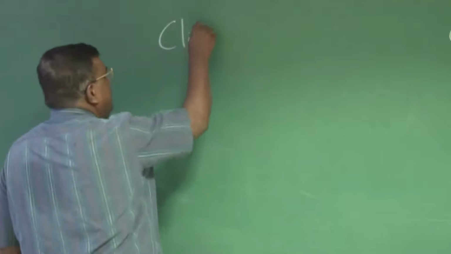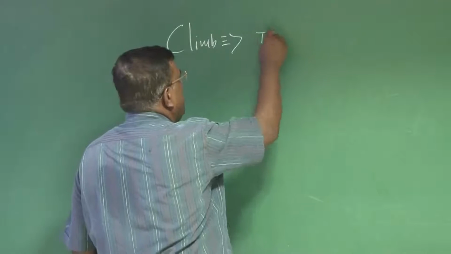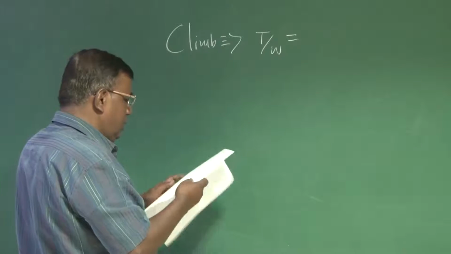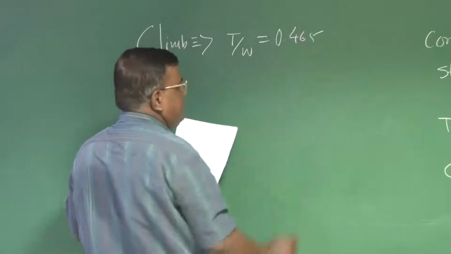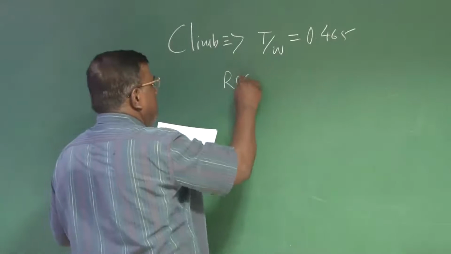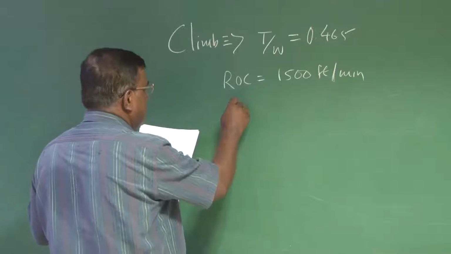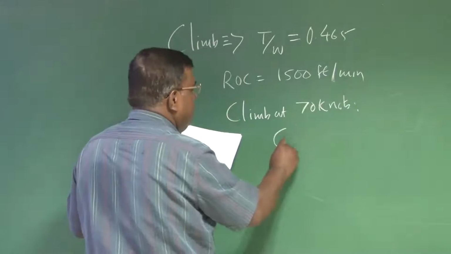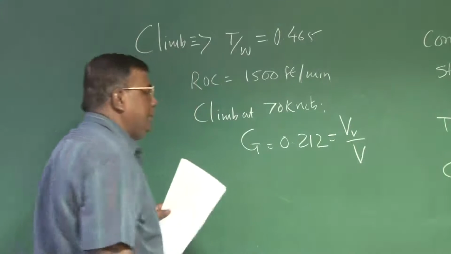You see, if you are to maintain the climb of 1500 feet per minute, it tells me two things, that T by W should be around, if you check your notes, 0.465, yes, 0.465, because as far as the rate of climb is concerned, which was 1500 feet per minute, and we plan to climb at 70 knots, which is 35 meters per second, we got G as 0.212, right? Which was the ratio of vertical velocity with the climb velocity, roughly, right?